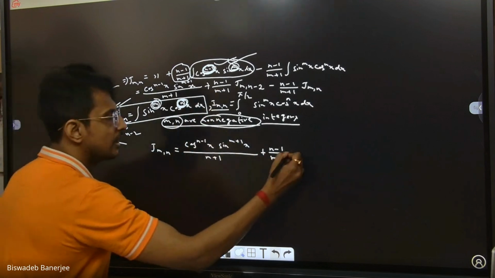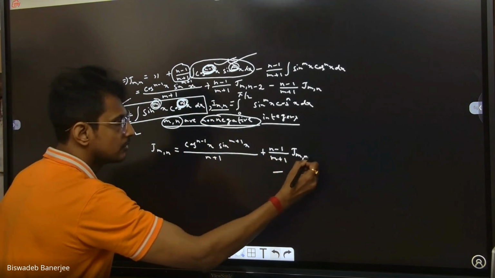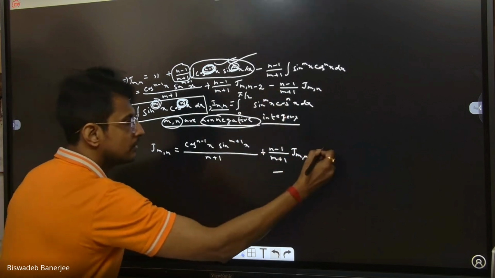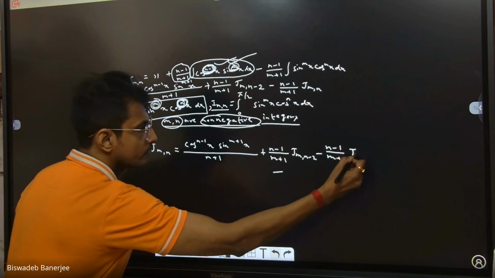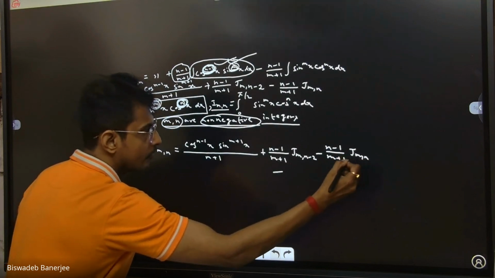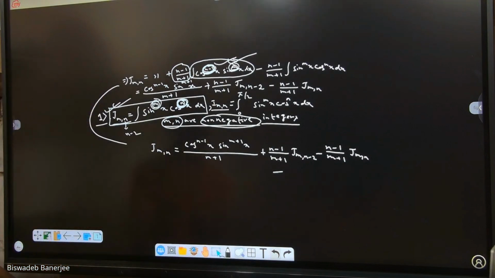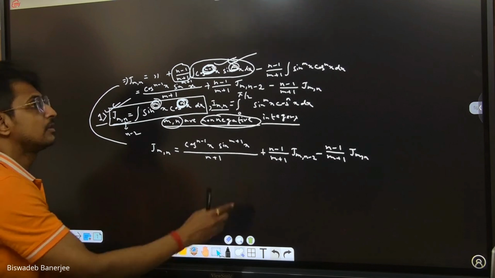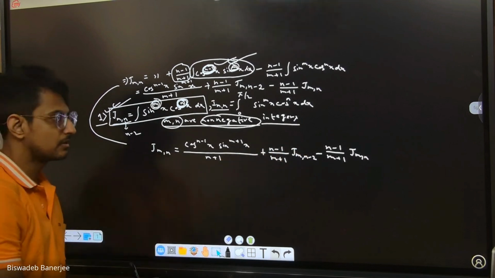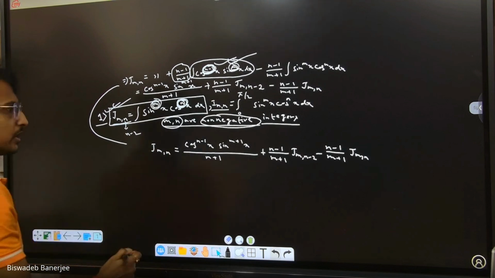Okay, this is J(m, n minus 2). And that is my Jmn. See that. So Jmn is equal to this plus this minus this. Now take all Jmn together.